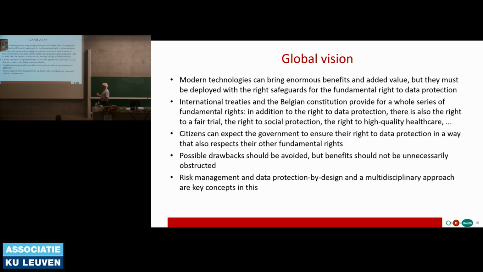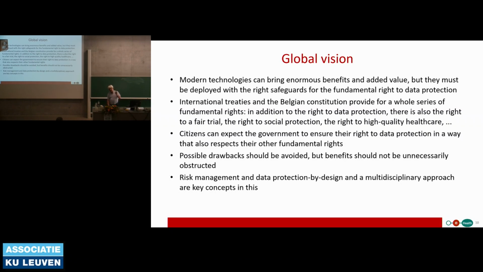So I already told you, for us, it's about balances. Modern technologies can bring enormous benefits and added value, but they must be deployed with the right safeguards. I'm a lawyer by education, so I have a lot of discussions with lawyers, who say, okay, you have the right to privacy. I say, okay, but you also have the right, as I told you already, to have qualitative care. That's also a fundamental right that is in the European Charter of Fundamental Rights, and this is in the Belgian Constitution. So you have to make a balance between them. And this balance has to be based on risk management and data protection by design with a multidisciplinary approach. And I will explain how you do it.